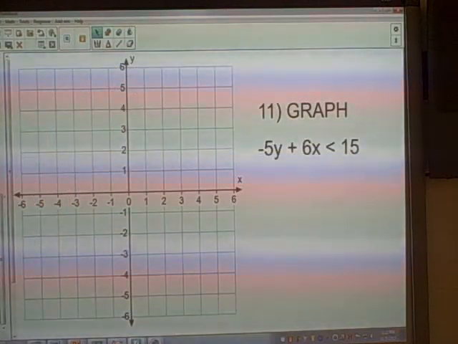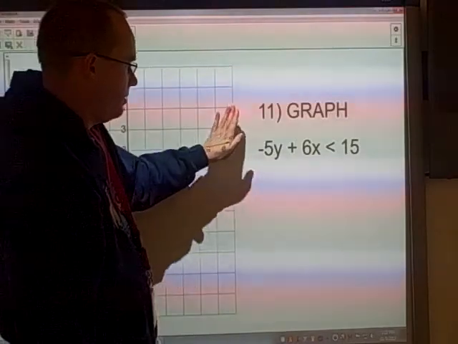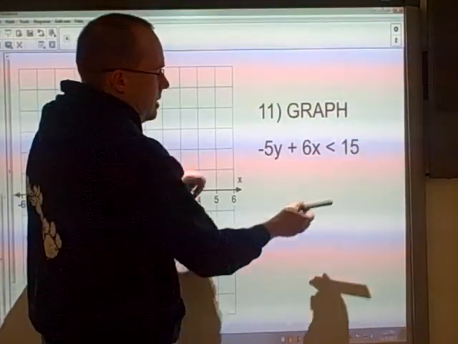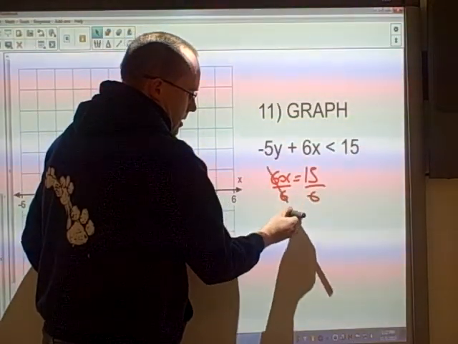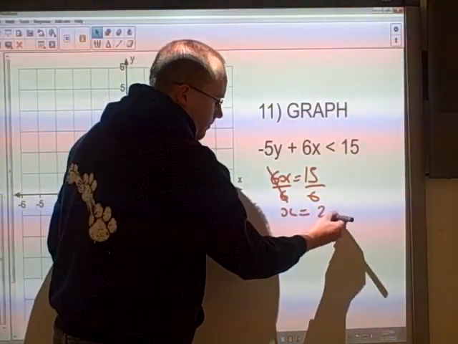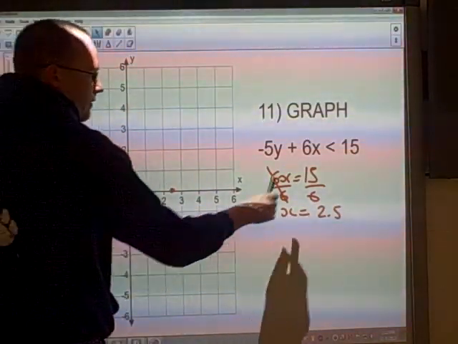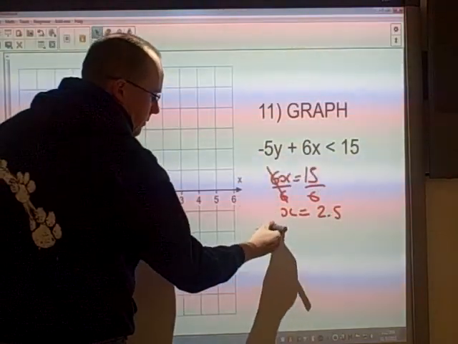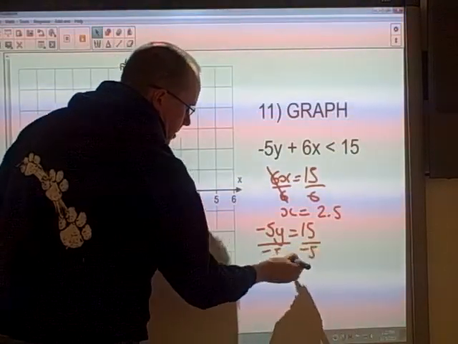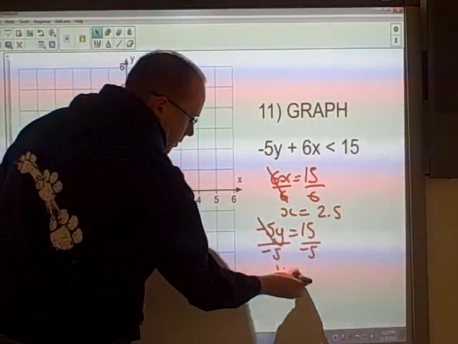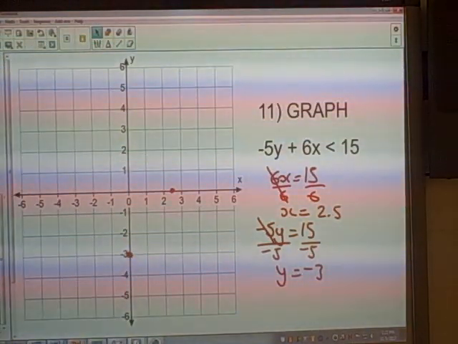Our last question, not such nice numbers for this one either. So first of all, I can set any of these to 0, so I'm going to set this one to 0. 6x equals 15. Divide both sides by 6. And x is 15 over 6, which is 2.5, so I can go ahead and fill that one in there. If I set x equal to 0, I get negative 5y equals 15. Divide both sides by negative 5. That cancels, and so I get y equals negative 3, which is down here somewhere.